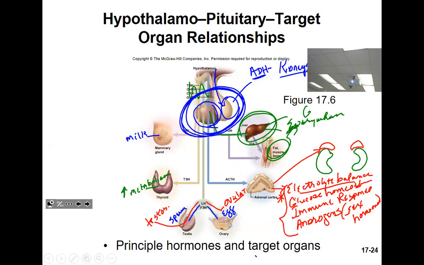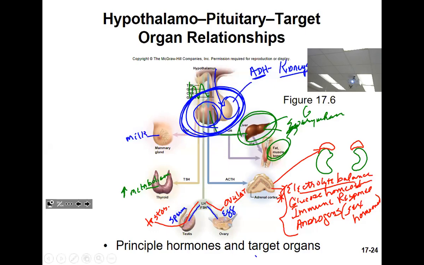But if you stop making ADH, you're going to start urinating 10 liters a day. Is ADH important? Yes. Can somebody survive losing 10 liters of fluid a day? No, your time is limited, and you better get some treatment. The good news is ADH can be replaced with a nasal spray. People who have this disease, called diabetes insipidus, not to be confused with diabetes mellitus, can get a nasal spray that replaces their ADH and they can live normal lives.